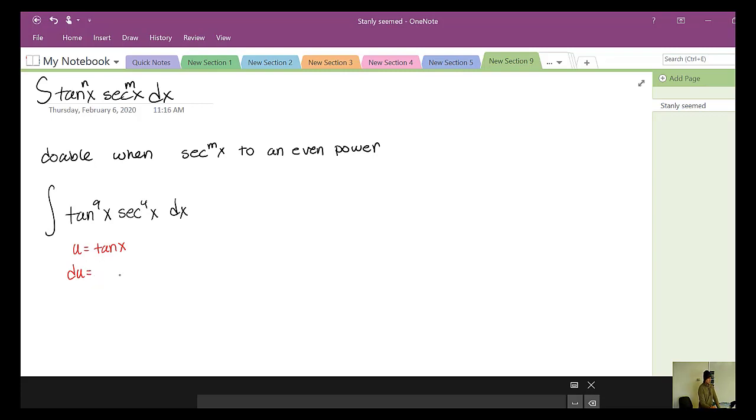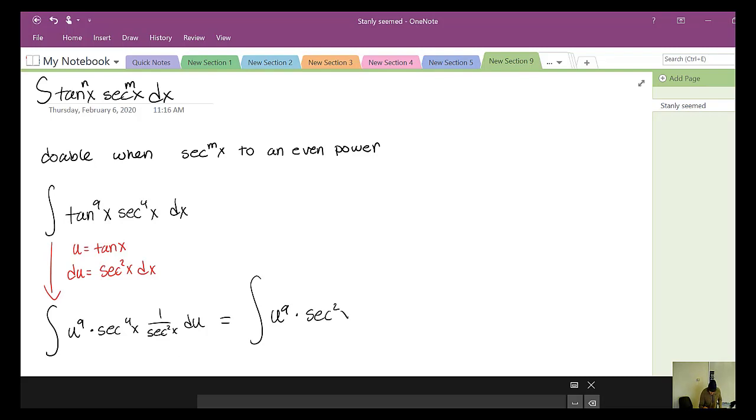so we have u to the 9th times secant 4th of x, 1 over secant squared of x, du. Okay. So secant to the 4th divided by secant squared is secant squared of x. And if this was 6 or 8 or 10, it would just be some other even power, right? Here it just happens to be 2. Times du.